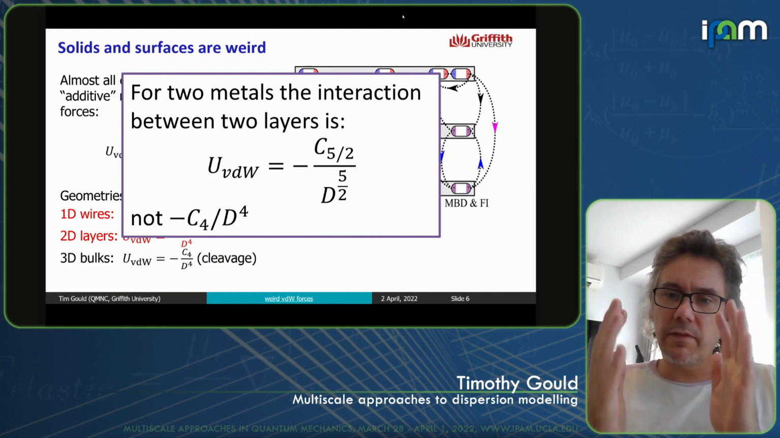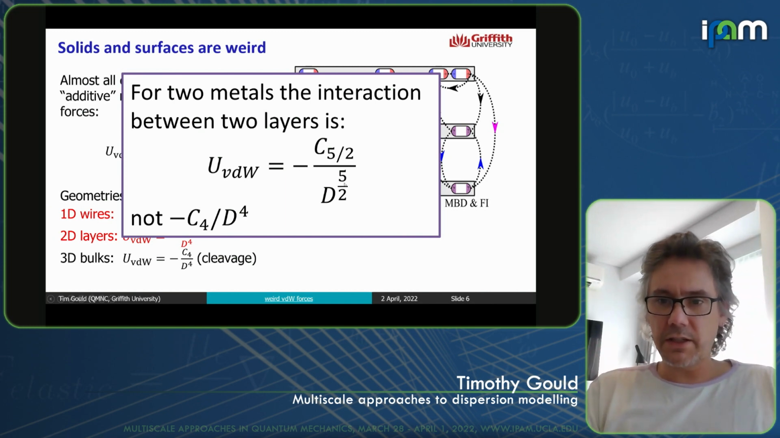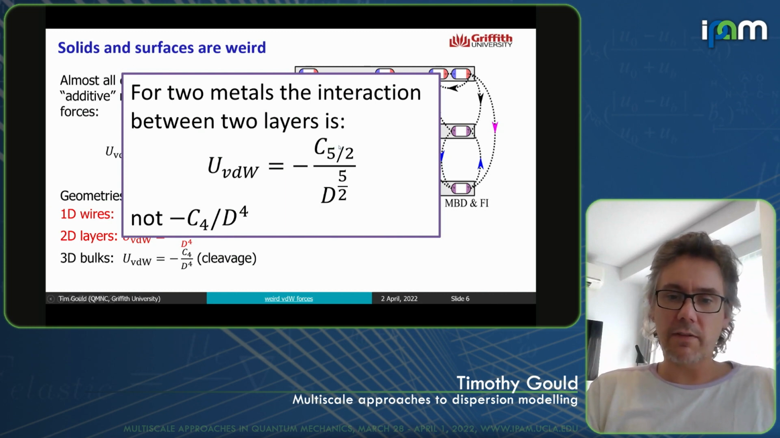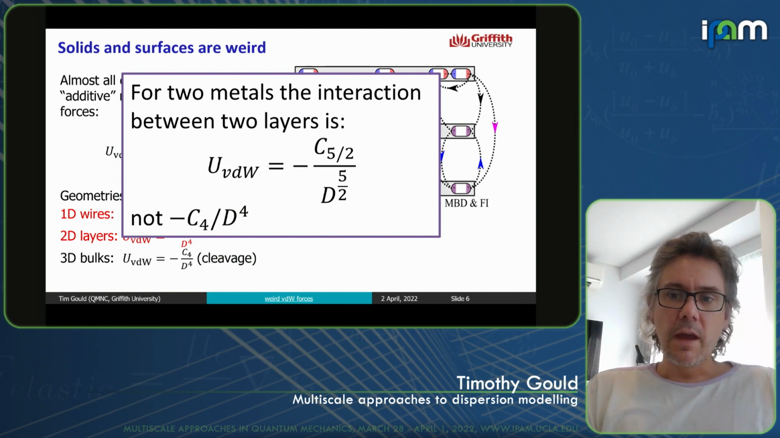So this sort of mass coupling happens so strongly that it fundamentally changes the actual asymptotic interaction law. So rather than having a minus C4 on d to the 4, we end up with a minus C5 halves on d to the 5 halves. This is 1.5 powers different. So this is a case where not only is beyond additivity numerically important, quantitatively important, it's qualitatively important. It changes the fundamental nature of the long-range interaction.